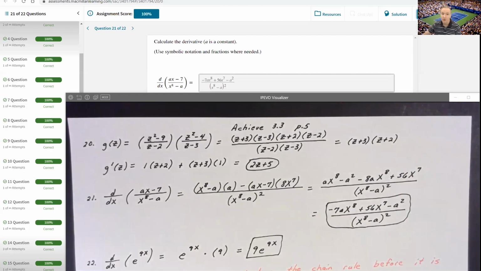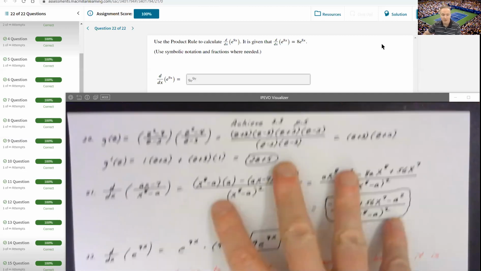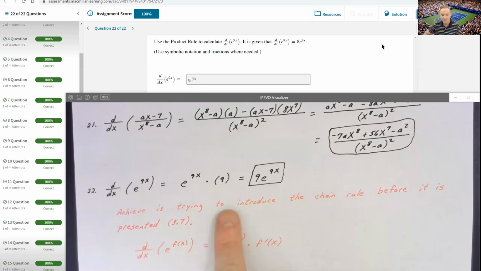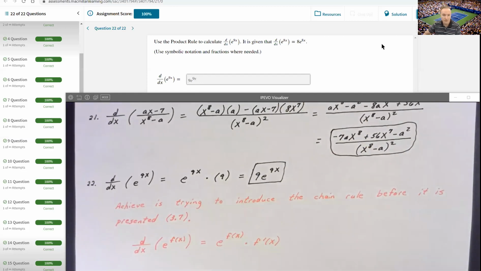I really do not like this last question on Achieve, because they're wanting you to know a concept that has not been presented in the text yet. This is really using the concept called the chain rule that is not mentioned until section 3.7. You'll see I talk about it right here. So Achieve is trying to get you used to a concept before it's presented as a concept. They're saying, hey, we already know that the derivative of any exponential function is that exponential function, but sometimes there might be more to it. And this is trying to show you when there's more to it.